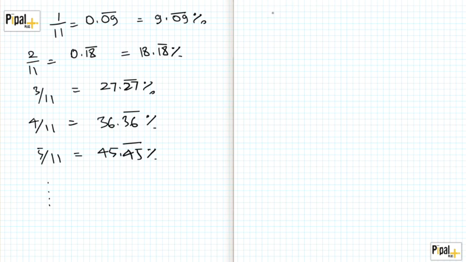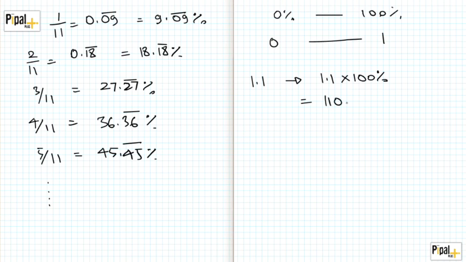Now there will be certain numbers which will be greater than 1. So far we have been looking at the percentages 0% to 100%, ranging from numbers 0 to 1, right? But what happens if a number is like this, 1.1? How do we express this in percentage? 1.1 equals 1.1 into 100%, because 100% equals 1, so this becomes 110%. So we notice that as the numbers go beyond 1, the percentage goes beyond 100, right?